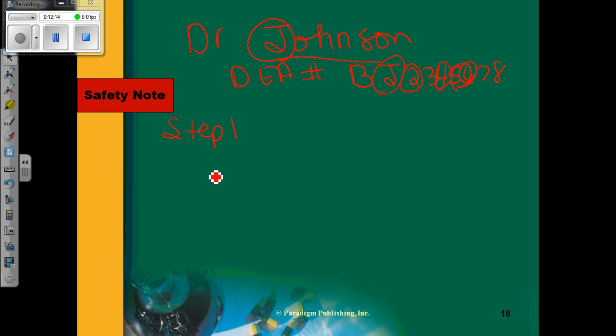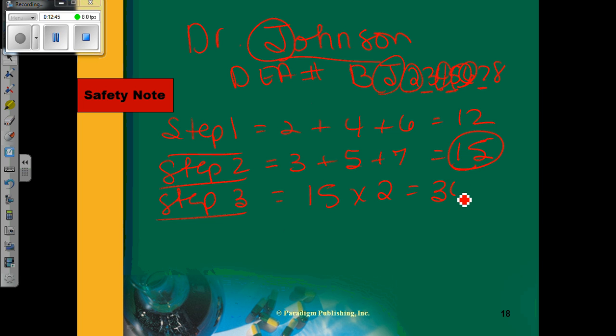And that equals 12. Then step 2, the ones in between, 3, 5, and 7, you're going to add those together. Equals 15. Then for step 3, you're going to take 15 from step 2 and multiply it by 2. And that's going to equal 30.